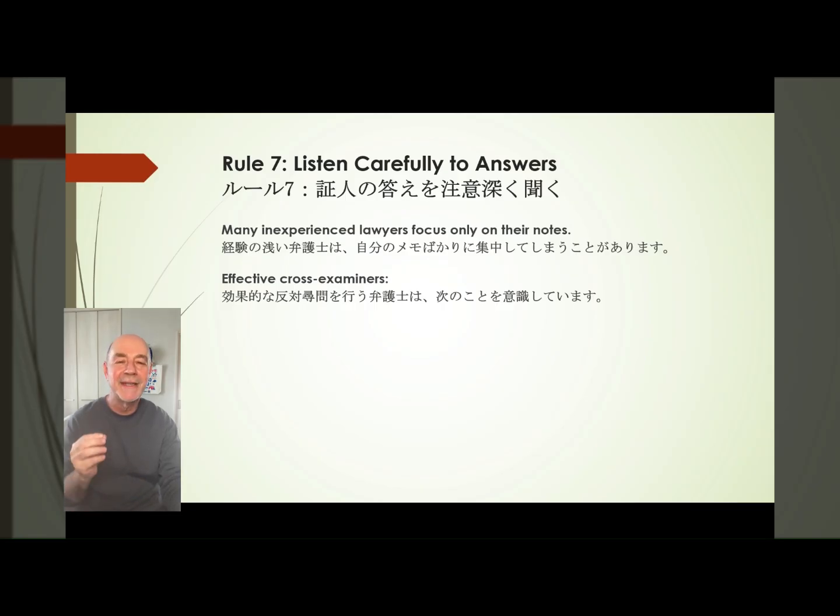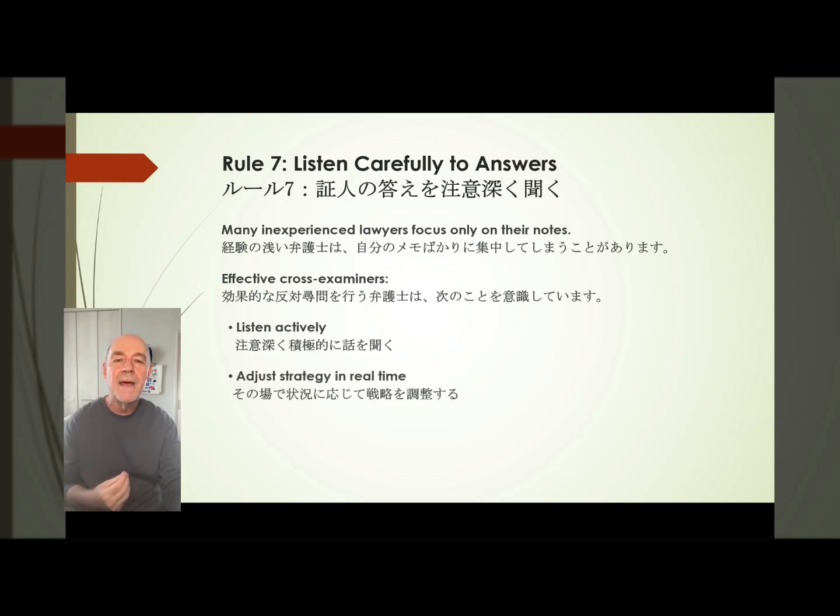So many inexperienced lawyers will just focus on their notes and not really listen. In a good cross-examination, the lawyer is listening actively to what is being said, and then you can adjust your strategy in real time. Let's say the witness says something really strong for you at the end and you weren't going to finish your examination, but you realize this is a very strong place to end. You can just decide to end right there if your other points weren't so important and you suddenly got everything you needed. So you should be able to listen and adjust your strategy in real time. And if you do need to follow up, be careful and only do so when it's useful.